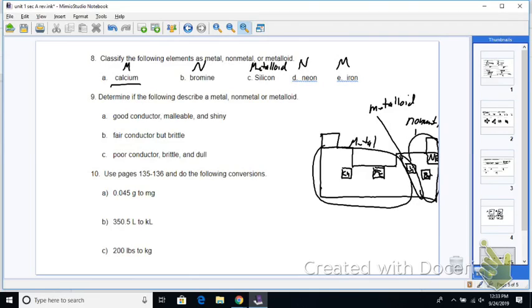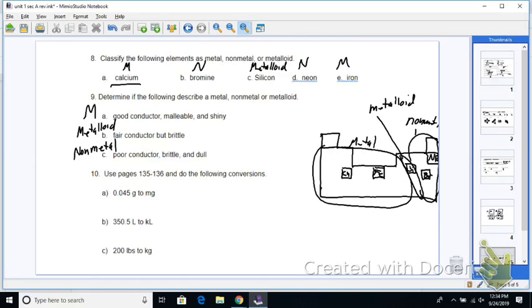What's a good conductor, malleable and shiny? Metal. What's a fair conductor but brittle? Metalloid. And a poor conductor? Non-metal. Okay. So, hit those again.